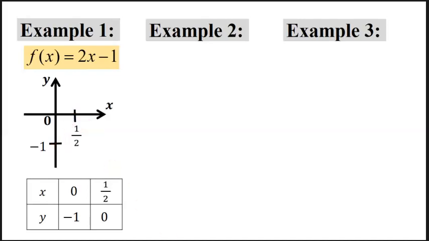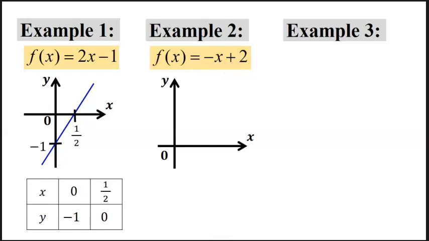By referring to these 2 points, we join them with a straight line. We have the graph of this linear function f(x) = 2x - 1. The next examples, we're just going to repeat the same process. Let's say I have f(x) = -x + 2. Again, I'm going to find 2 points from the function and then join them with a straight line.